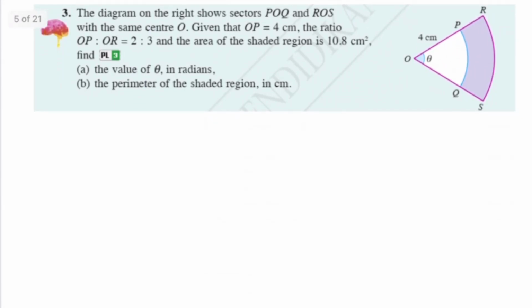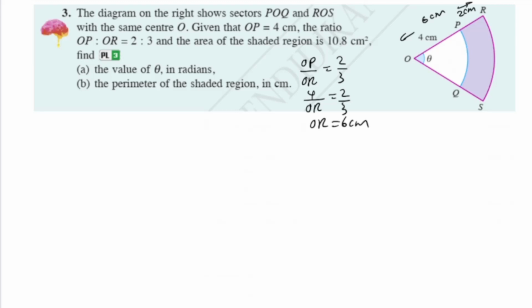Diagram on the right shows sectors POQ and ROS with the same center. OP is 4 cm, ratio OP to OR is 2 to 3. Now it's 2 to 3, meaning if your OP is 2, OR is 3. If your OP is 4 cm, OR should be how many cm? You just multiply 2 times 2 is 4, 3 times 2, OR should be 6 cm. If your OR is 6, meaning PR should be 2 cm.